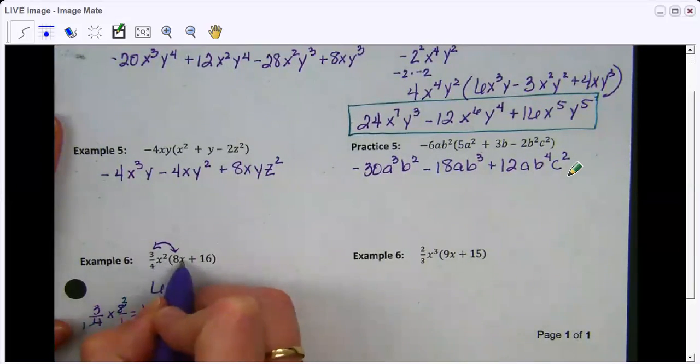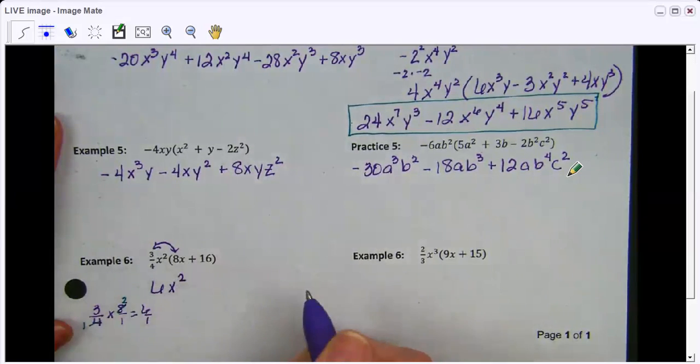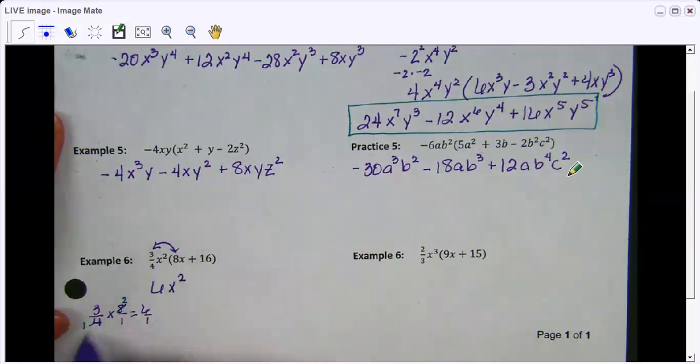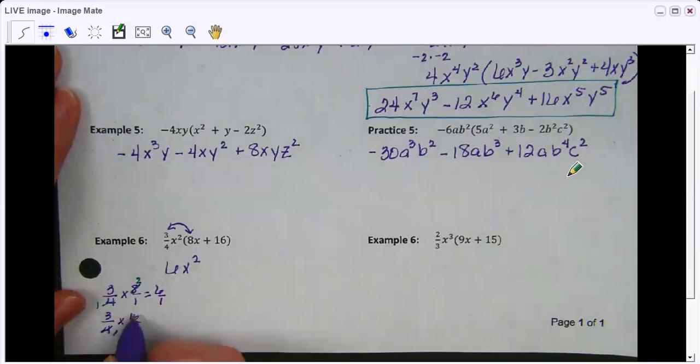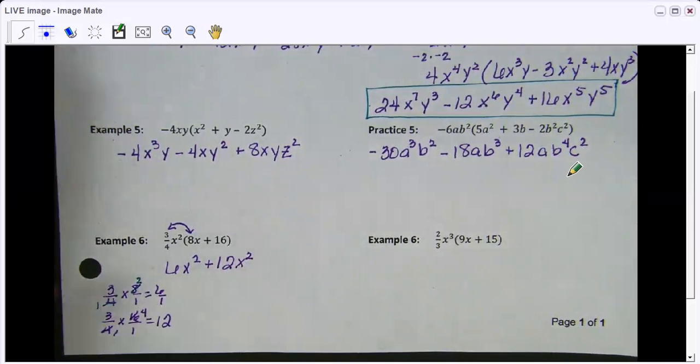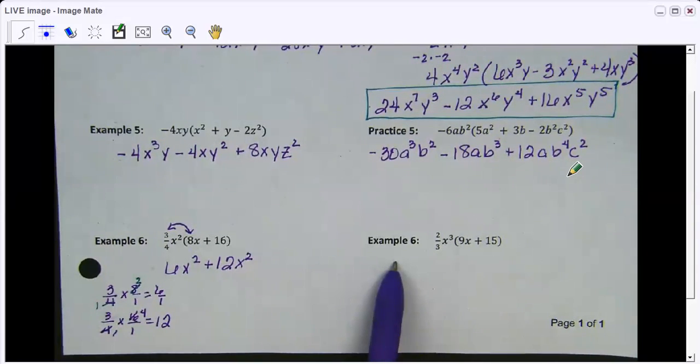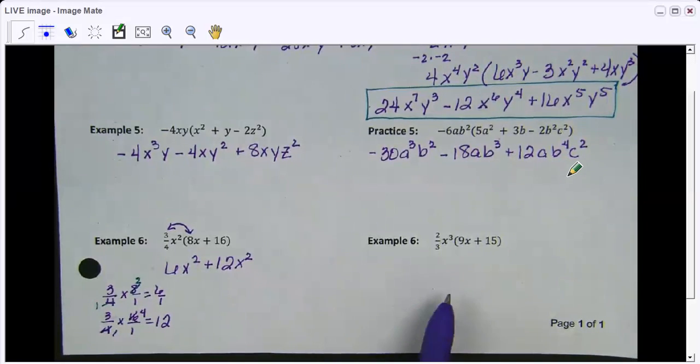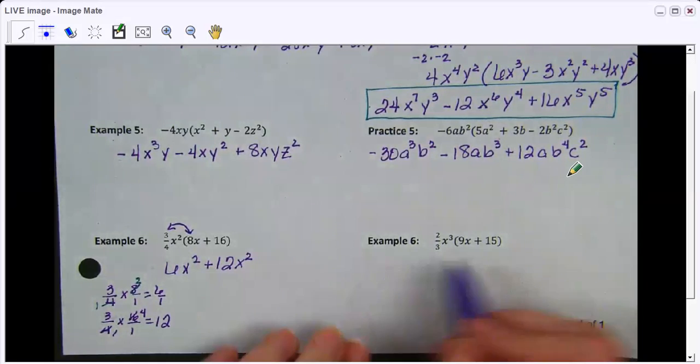X squared times x to the power of 1 is x cubed. And then we have 3/4 times 16. Some of you could do this in your head. So simplifying out our 4, we get 12. So it's plus 12x squared. Okay. So any questions on example 6? Okay, I want you to do this example 6. And when you're done, you can check it up here. Don't just copy it though. I want you to work it out and then check it. So everybody should be working on this one right now.